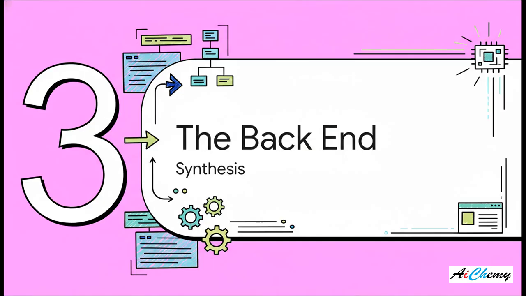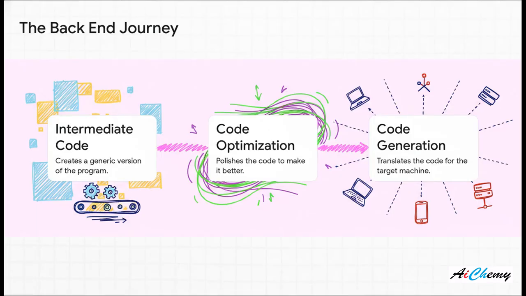Okay, so with the analysis phase complete, the front end has done its job. It hands off this verified, perfectly structured representation of our code. Now the baton is passed to the back end, and its job, synthesis, or actually building the target program, can finally begin. And hey, guess what? The back end also has 3 main steps. It starts by creating a generic version of the program. Then it spends some time polishing it up to make it better, and then finally, it does the last translation for the specific target machine.